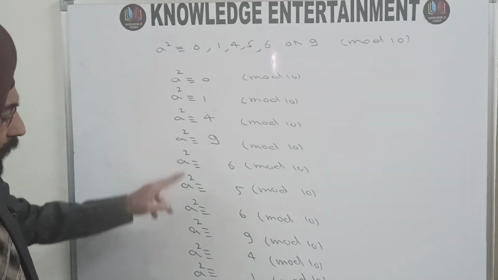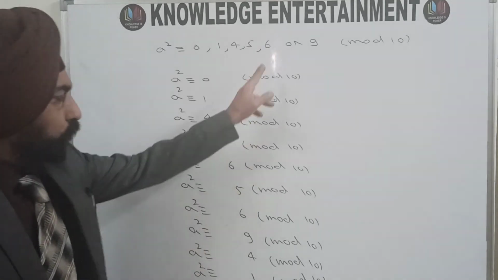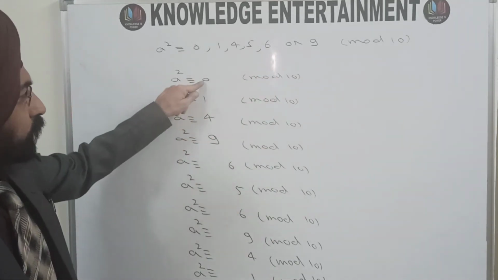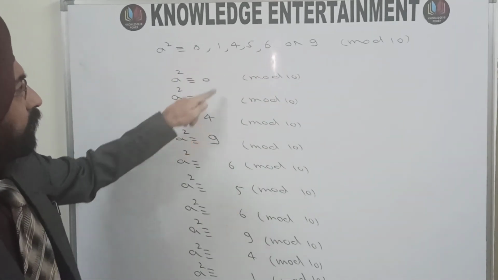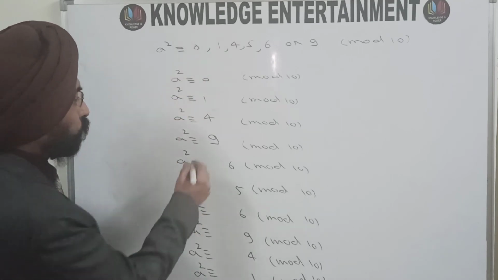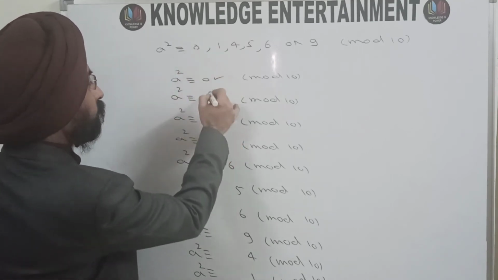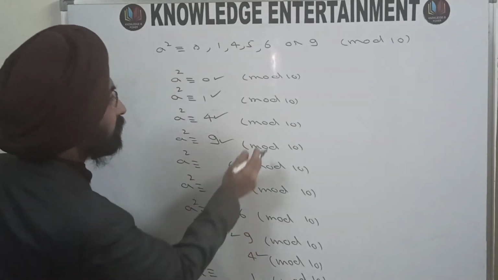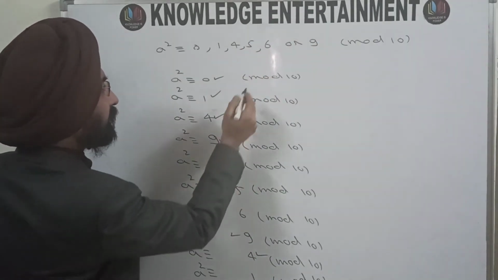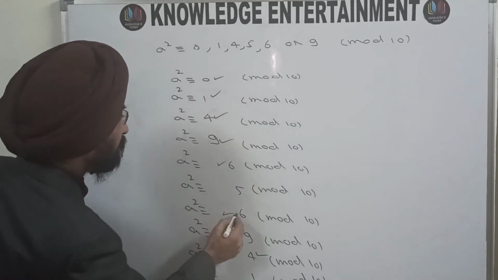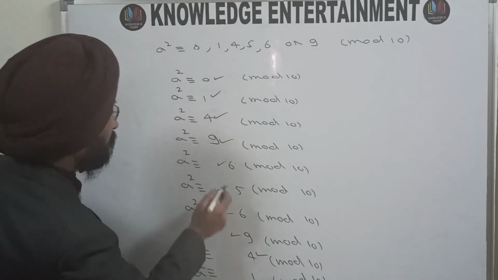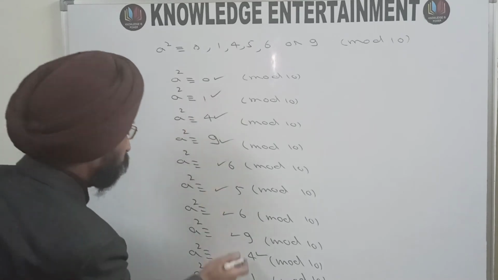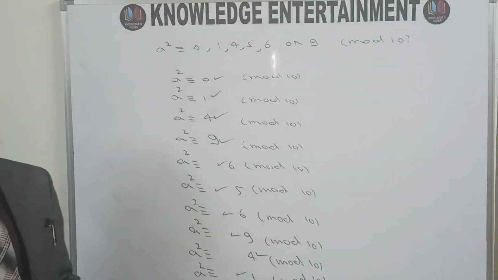So your a square modulo 10 is congruent to 0, 1, 4, 4. There are two cases each: 0, 1, 4 in two cases, 9 once again in two cases, then 6 again in two cases, 5, and 1 again in two cases. So all the possibilities are covered.